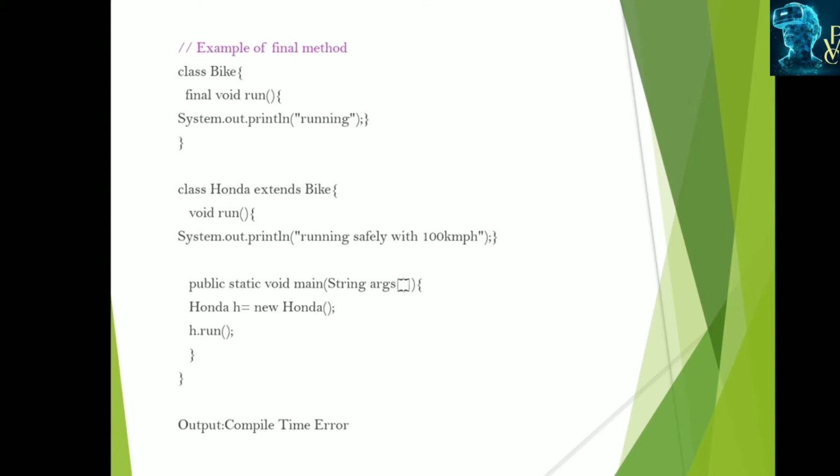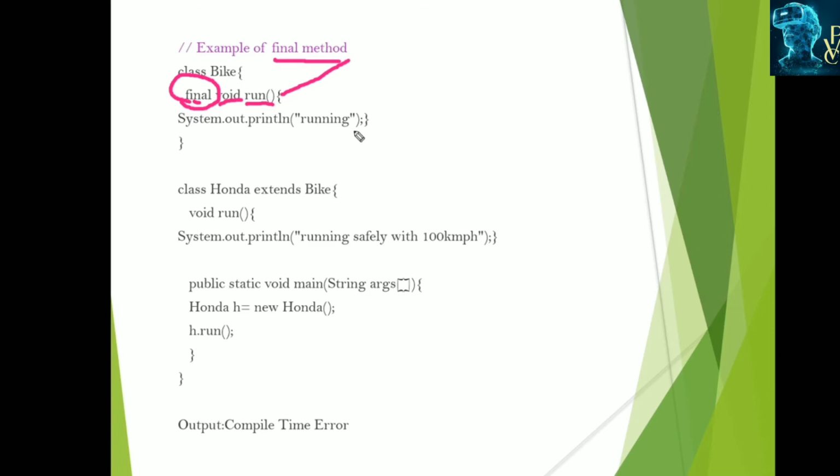Okay, here is the example. Here is one class, the Bike, which has the run method, which is declared as final, and it is declared void. You also know void means it doesn't return any value. When we put the final keyword before the method, that method becomes the final method. Now this method is the final method, means it is final. No reuse of this, means no re-implementation of this. It has one print statement, it is printing running.